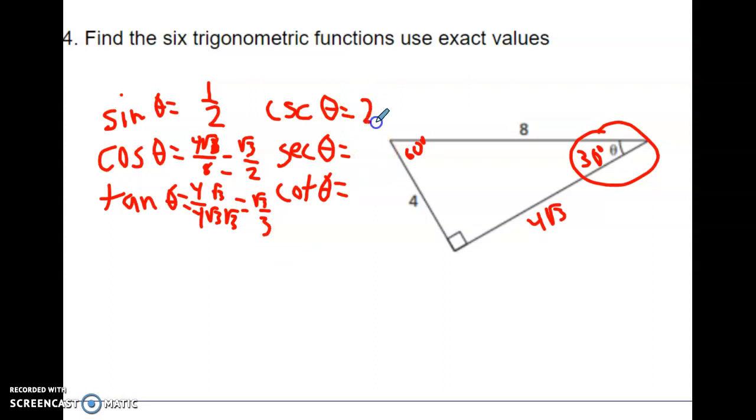Cosecant is the reciprocal of 1/2. Secant is the reciprocal of 2 over square roots of 3, but I can't have the square root of 3 in the denominator, so I multiply by the square root of 3, and I get 2 square roots of 3 over 3. The cotangent is the reciprocal of 4 over 4 square roots of 3, so 4 square roots of 3 over 3, the 4's cancel out, and you end up with just the square root of 3.